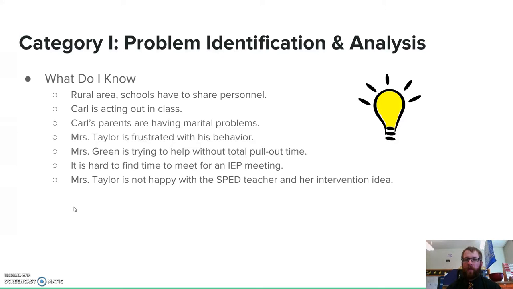We know that the IEP meeting was hard to get scheduled, and in fact, something I did not add in the slides is that the superintendent, which is shared between buildings, was not able to be there, and the assistant superintendent, or basically the building principal, was the one that attended the meeting. And then obviously Mrs. Taylor and Mrs. Green are not very cohesive with their ideas of how to solve this.